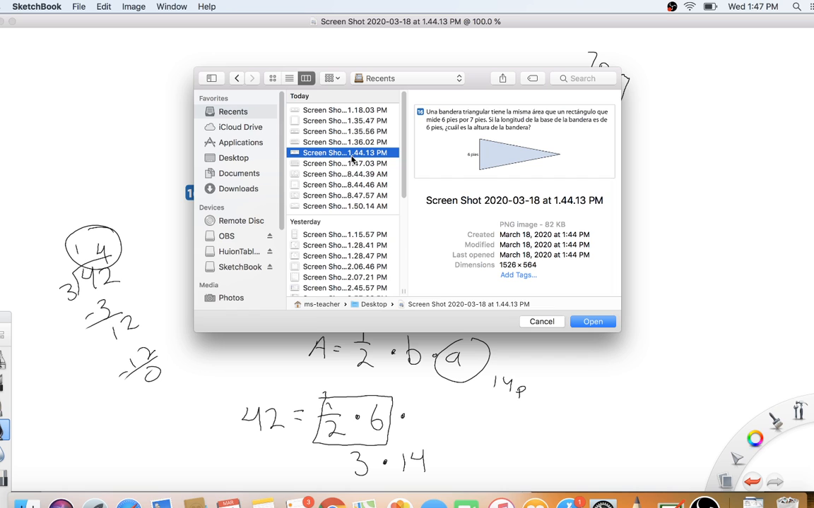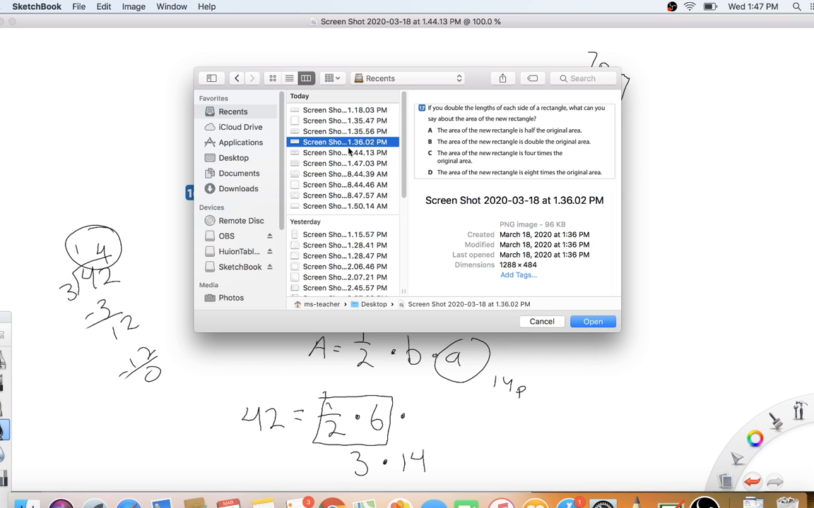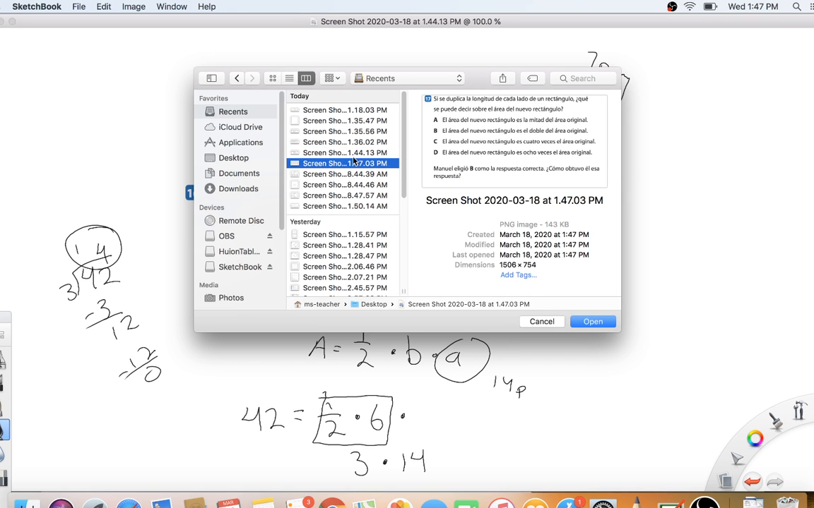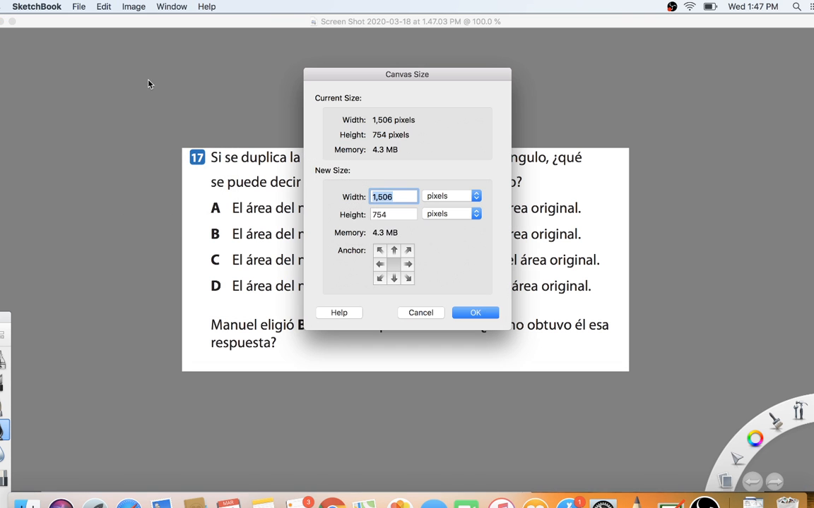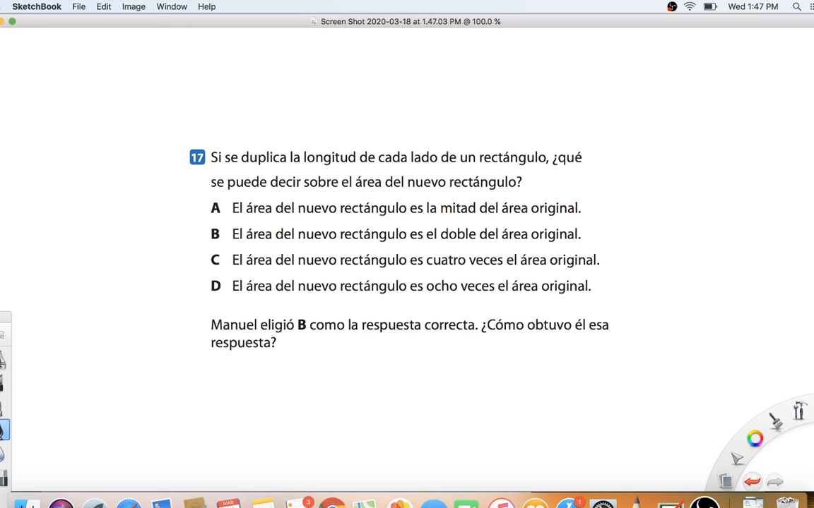A ver. If you double, eso está en inglés, aquí está. Así que dice, si se duplica la longitud de cada lado de un rectángulo, puedes crear cualquier rectángulo que quieres y puedes hacer lo que mide lo que quieras también. Yo normalmente hago números pequeños para que se haga más fácil.